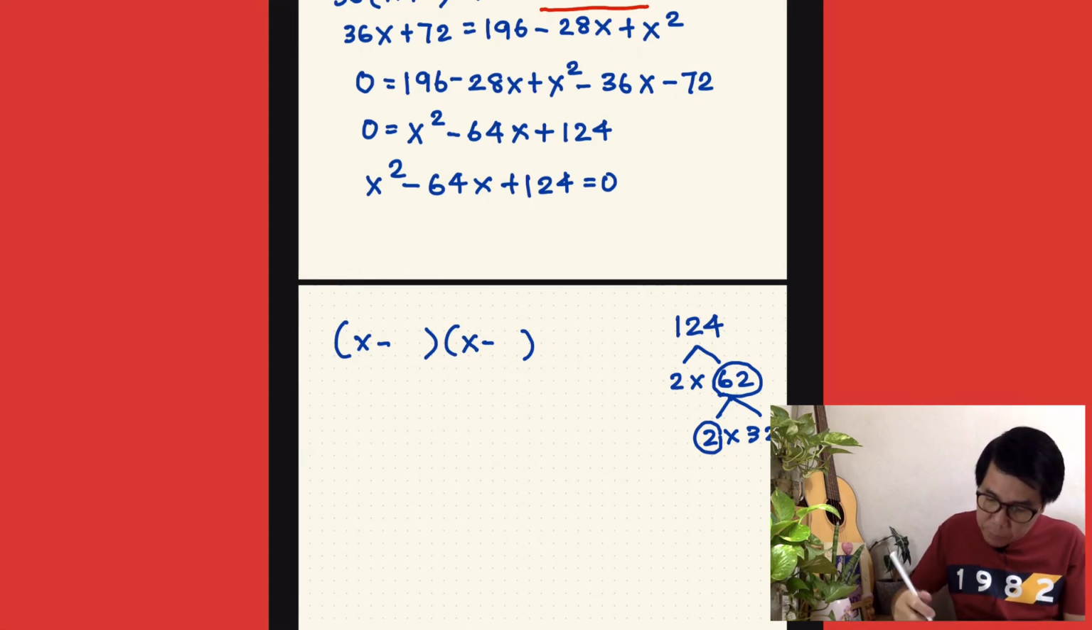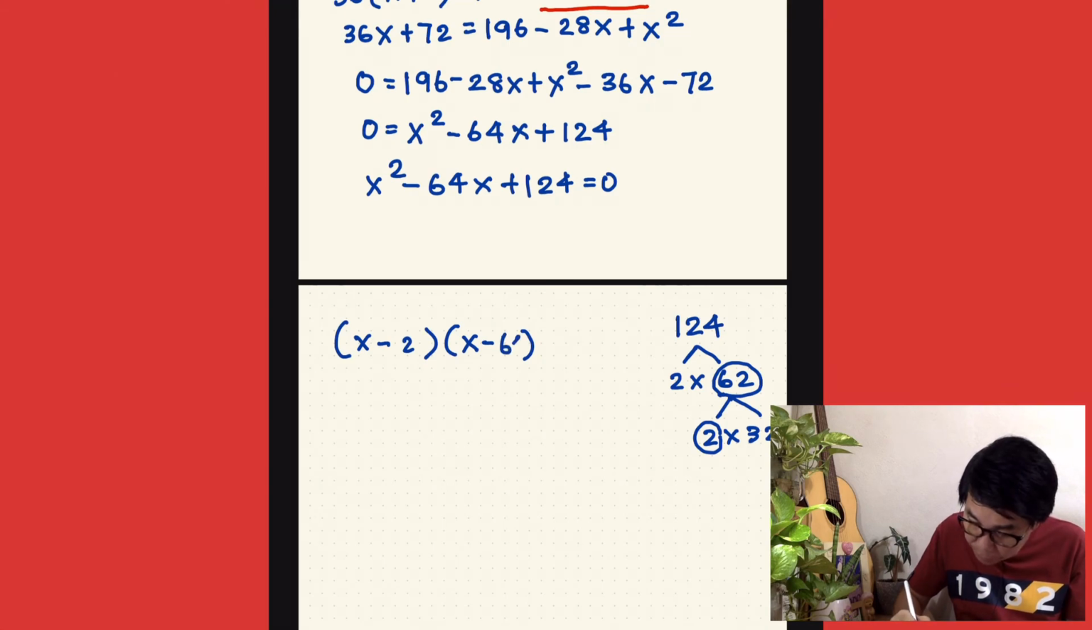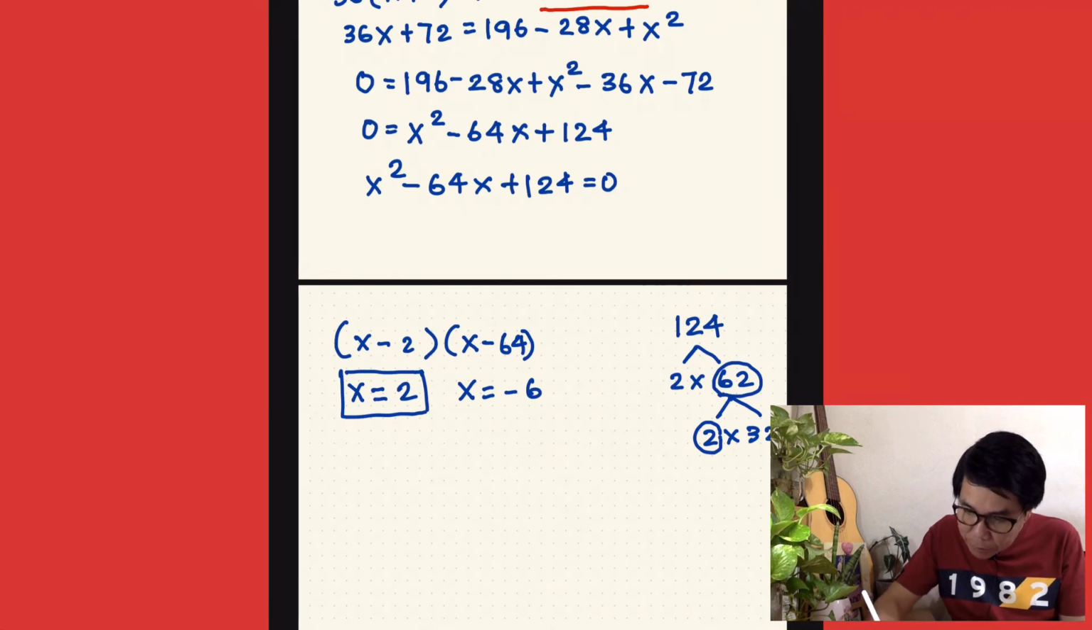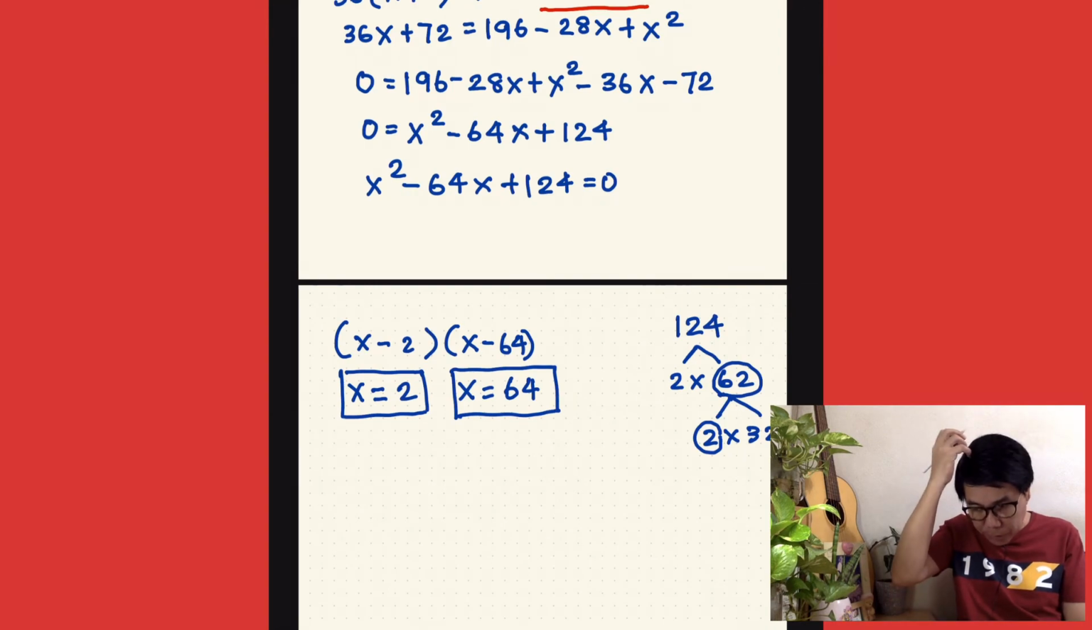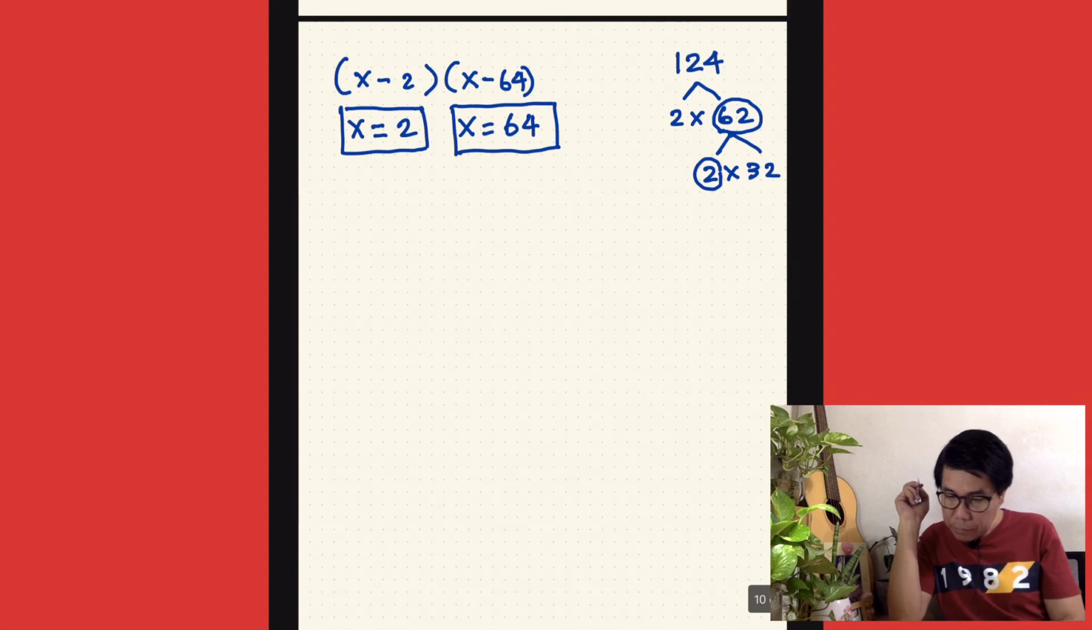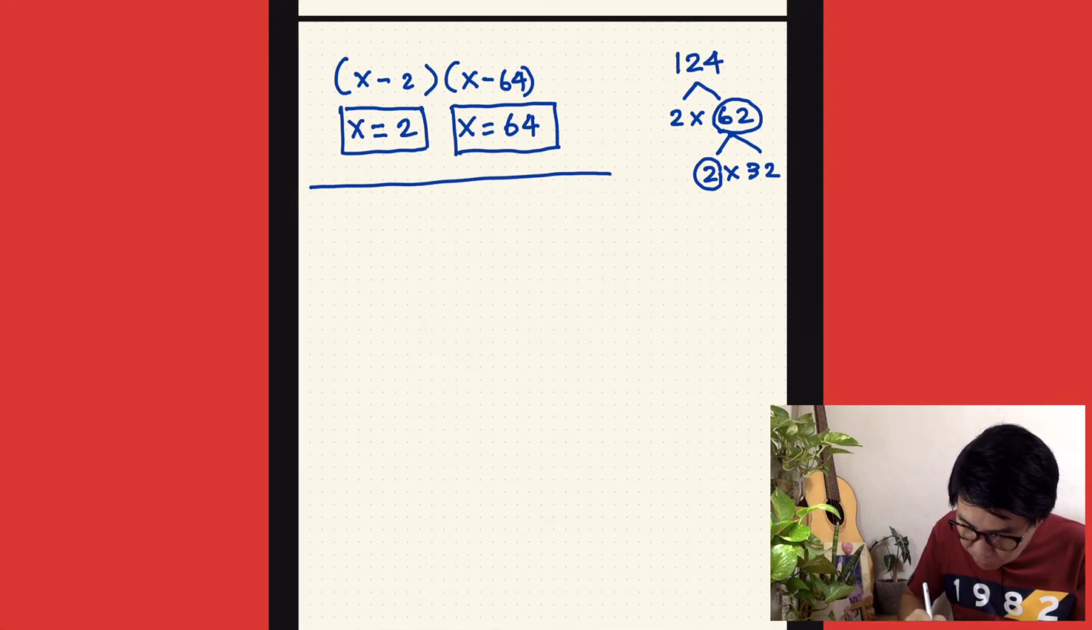Okay, we have 2 and 64. So our possible solutions are x equals 2, and the other possible one is x equals 64. Sorry, it's positive 64. Now, let's find out from the two which one is the solution, or it might be both of them.